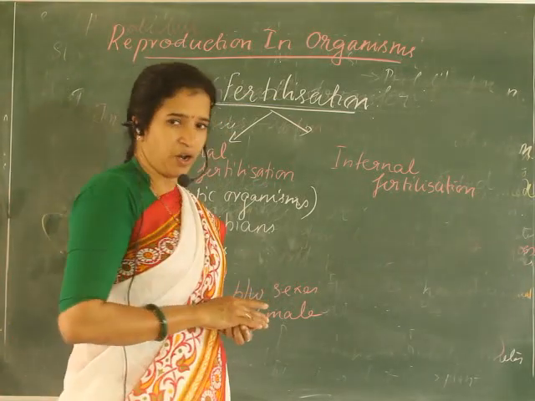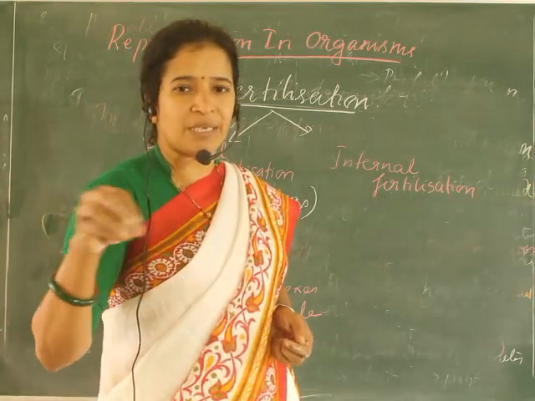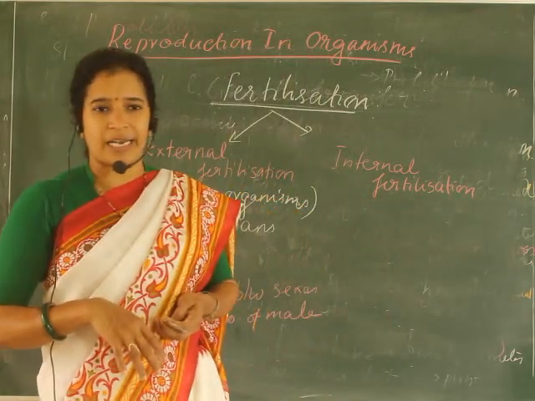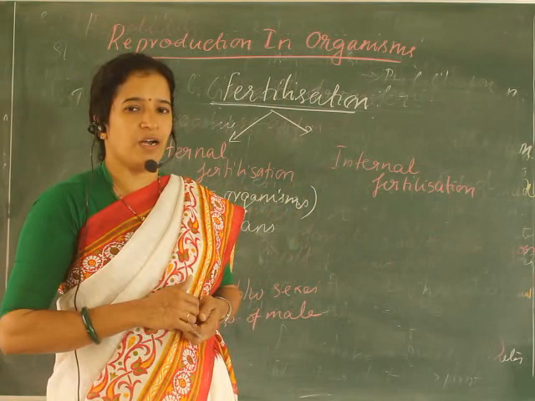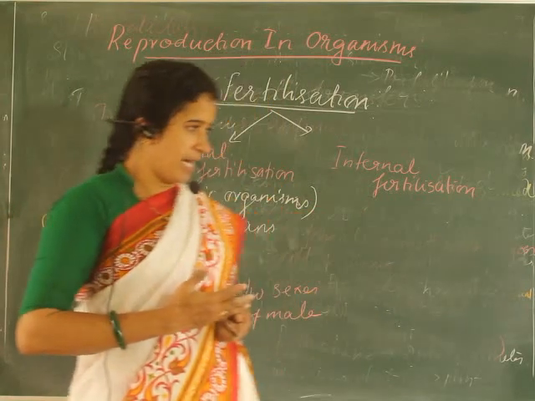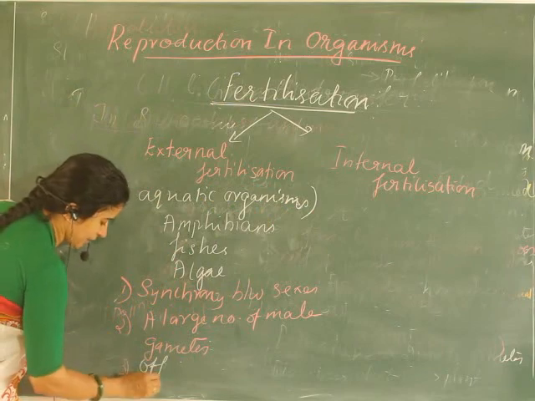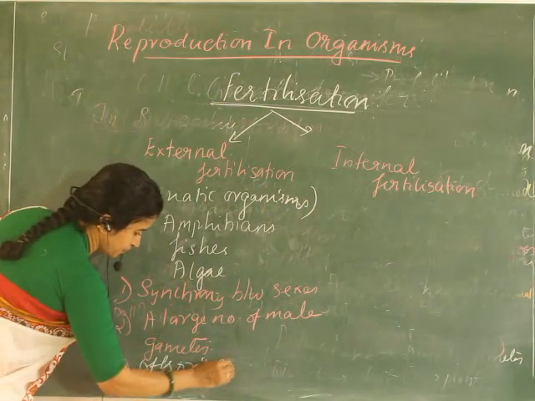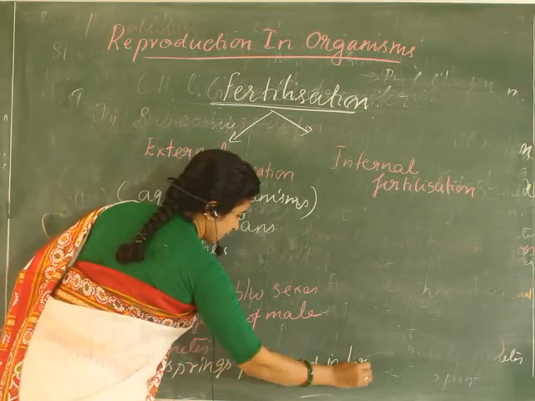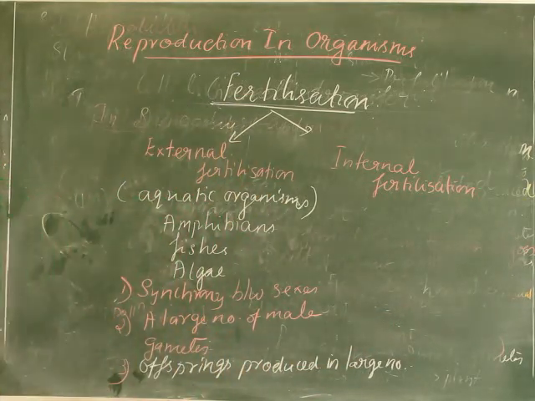You have some safety you will follow, right? After doing some mistakes or mischief in the class, you keep yourself safe without telling, right? Likewise, these aquatic organisms have also ensured their safety of survival by following this mechanism. So the third feature is that offsprings are produced in large number. So this is regarding external fertilization.